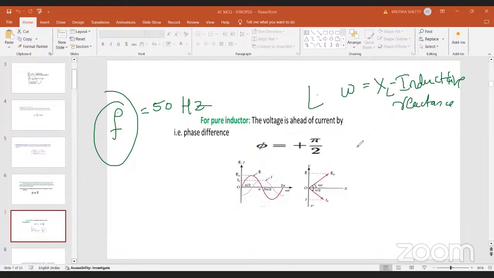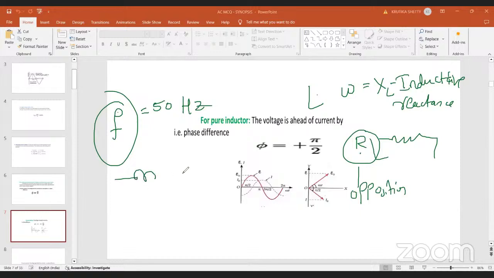So how do you define resistance? When you have a resistor in your circuit, there is resistance, which is the opposition to the flow of current. In the circuit we have now seen, we have no resistor, we have only an inductor. So this inductor is also opposing the flow of current. So that is called what? Inductive reactance, denoted as XL. Yes, is it clear?